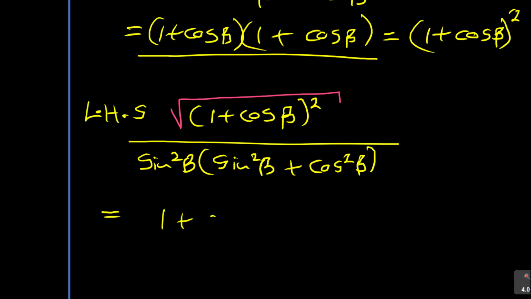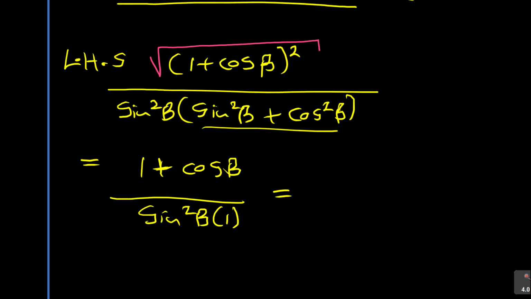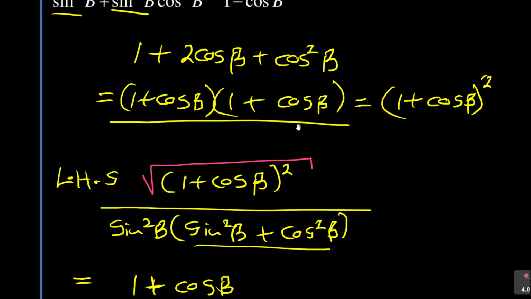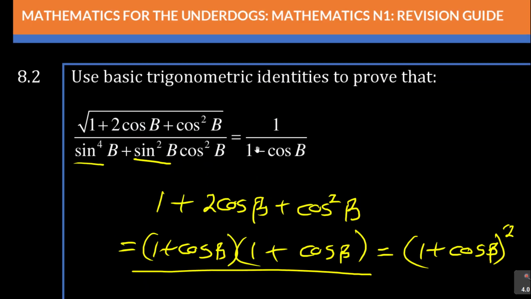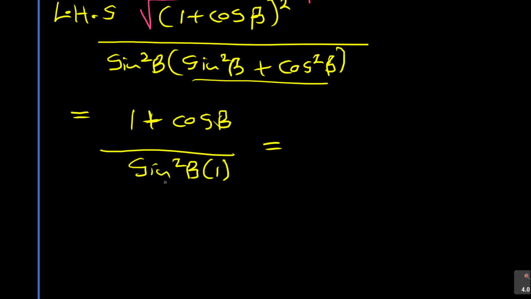I have 1 plus cos b at the top, because the square root of a square is just 1 plus cos b. And then over, this becomes 1 over sine squared b, times 1, which is equal to 1 plus cos b. Remember what they say: you mustn't lose sight of what you're proving. It's 1 over 1 minus cos b. Let's not lose sight here.